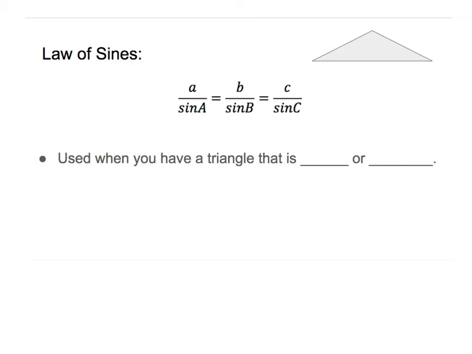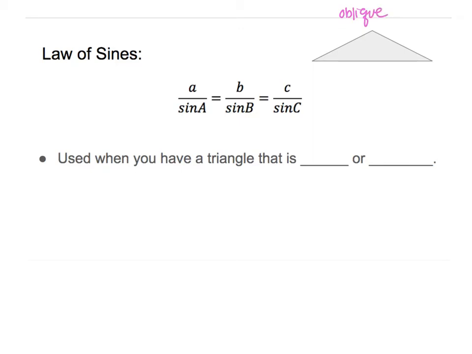But everything goes out the window if you don't have a right triangle. So what I mean is, things that are not right triangles are what we call oblique triangles. And let's pretend that here I have this oblique triangle.